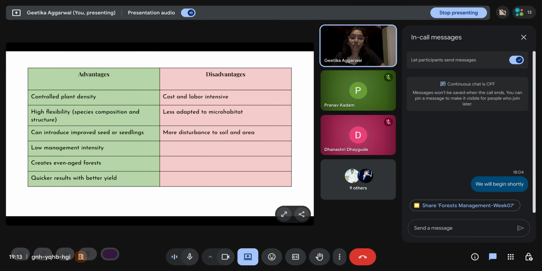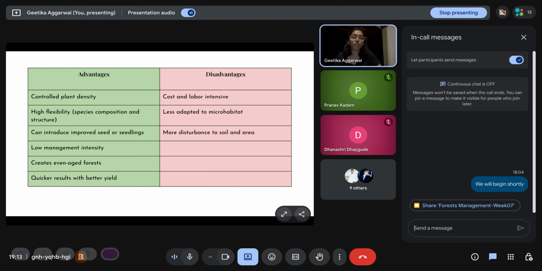The advantage is that you can control the plant density, you can control the species composition, and you can control the genetic composition of the area. You can introduce improved seeds and seedlings. As I said, genetically better seeds and seedlings you can introduce. The management is low intensity. It creates even aged forests because the entirety is destroyed and now you're putting in seeds, so all of them will germinate at the same time.